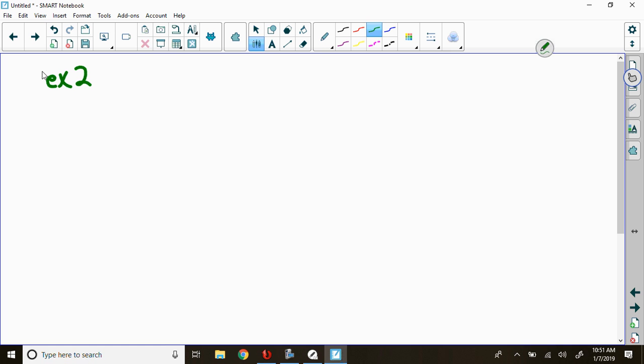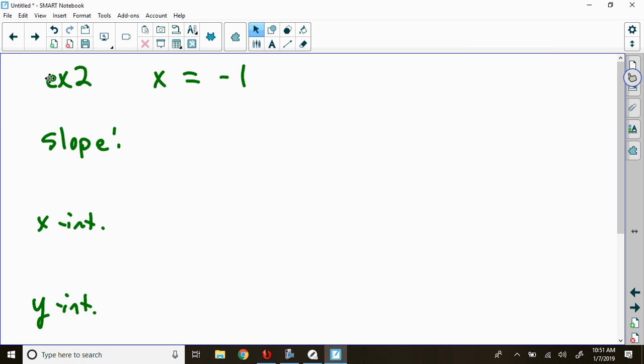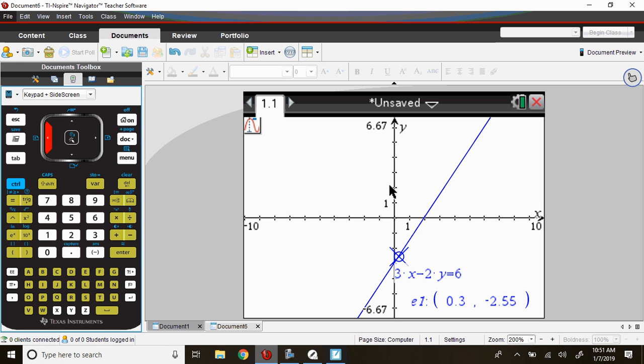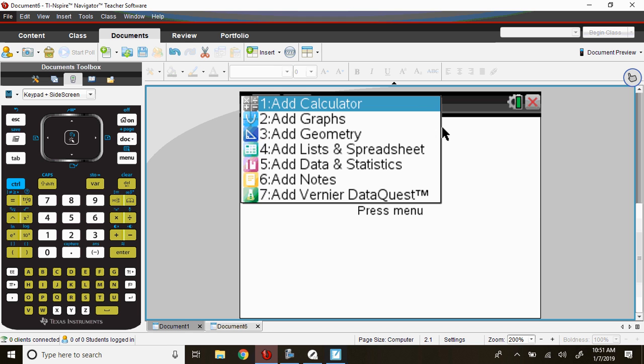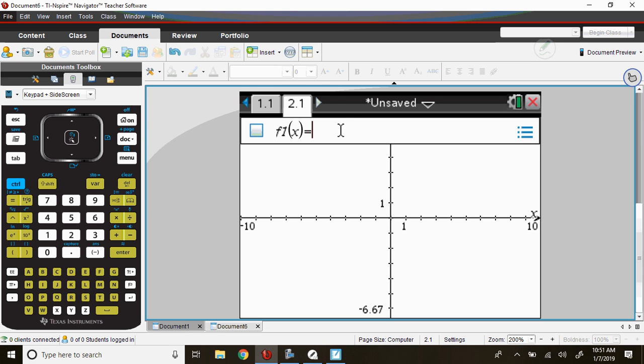Example 2 is going to be a special kind of line. We'll look at x equals -1. Again, we're interested in finding the slope, the x-intercept, and the y-intercept. So this line is x equals -1. I'm going to go to my calculator, go doc, insert a problem, and graphs. I want you to notice that now it's 2.1. That means I'm in the second problem on the first page. I started a new problem.